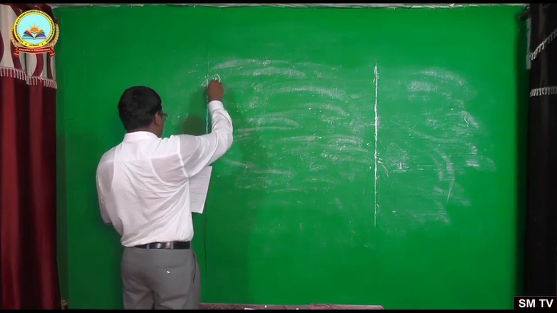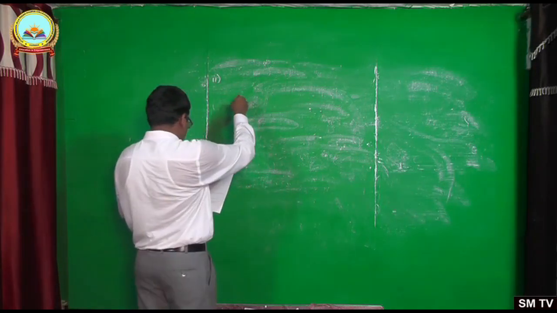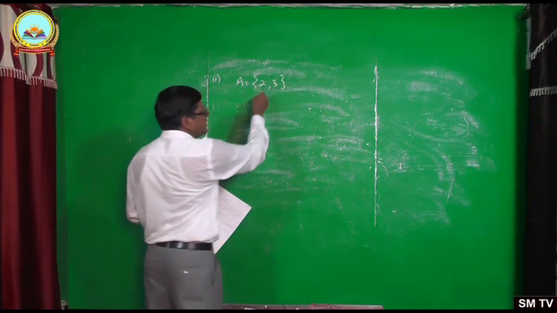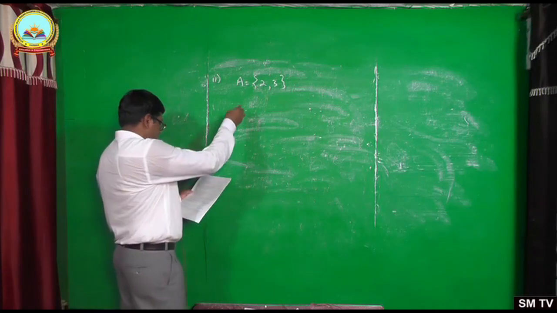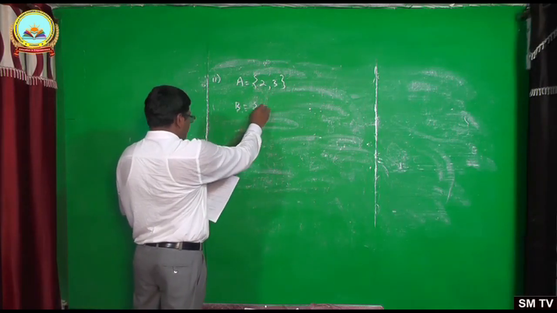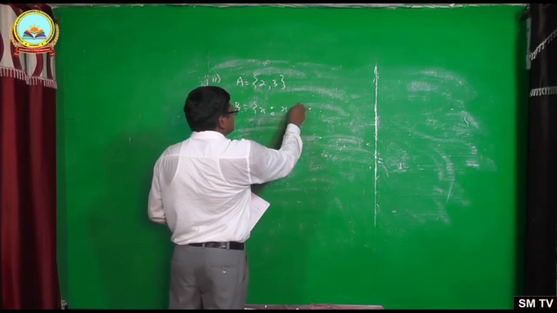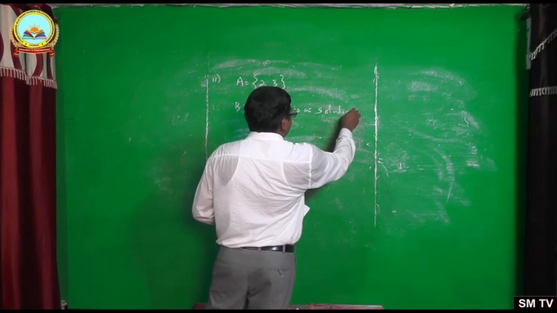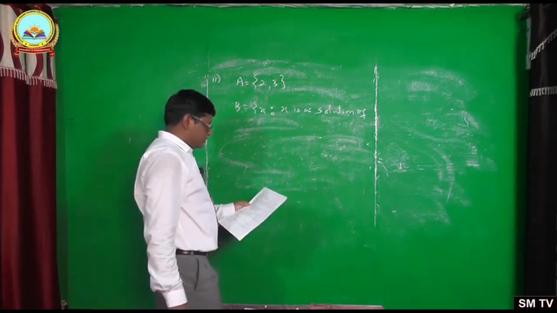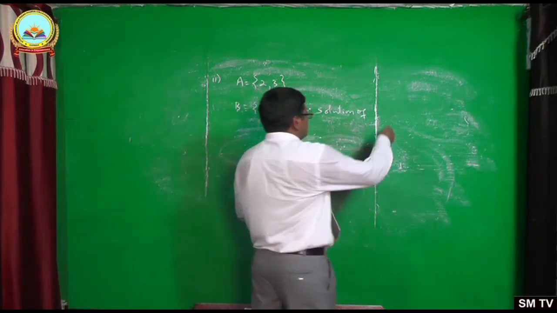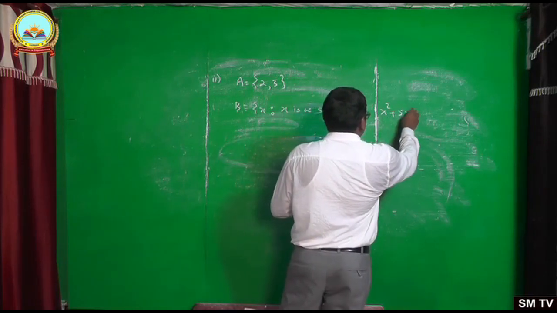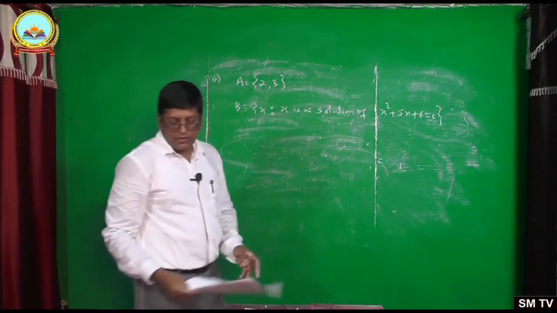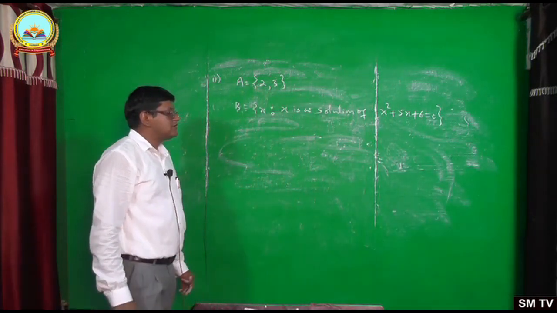Second one, A is equal to the set consisting of 2, 3. B is the set of x such that x is a solution of the equation x square plus 5x plus 6 is equal to 0. We have to check whether A is equal to B.